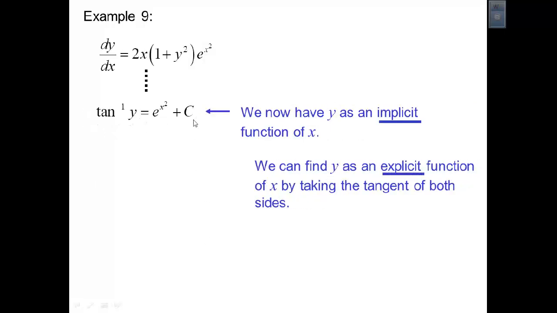Now, this is called an implicit function of x. Implicit simply means that there is a function, there's an x in there somewhere, but it's not solved for y or x specifically. We can find y as an explicit function of x by taking the tangent of both sides. When you do and you solve like we just finished doing, solving for y, that's solving explicitly for y.